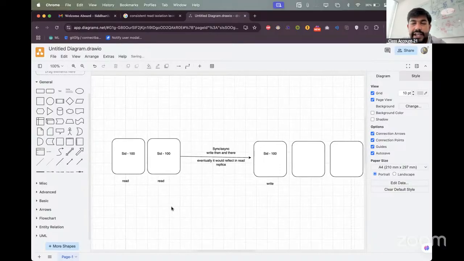So this is where we scale horizontally, and this is termed as horizontal scaling. When we increase the specification, it is vertical scaling. When we increase the number of instances or replicas, it is termed as horizontal scaling.